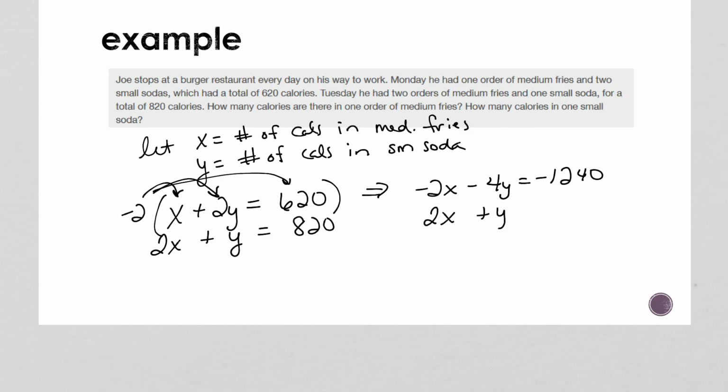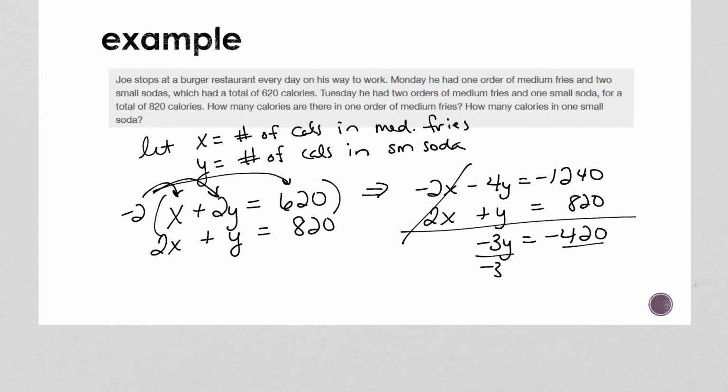I'm just rewriting the bottom one. Okay, so our x's go away. They're opposites of each other. Our y's become -3y, and then this becomes, and then divide everything by -3. Okay, so it looks like our y is 140, but what does that mean?